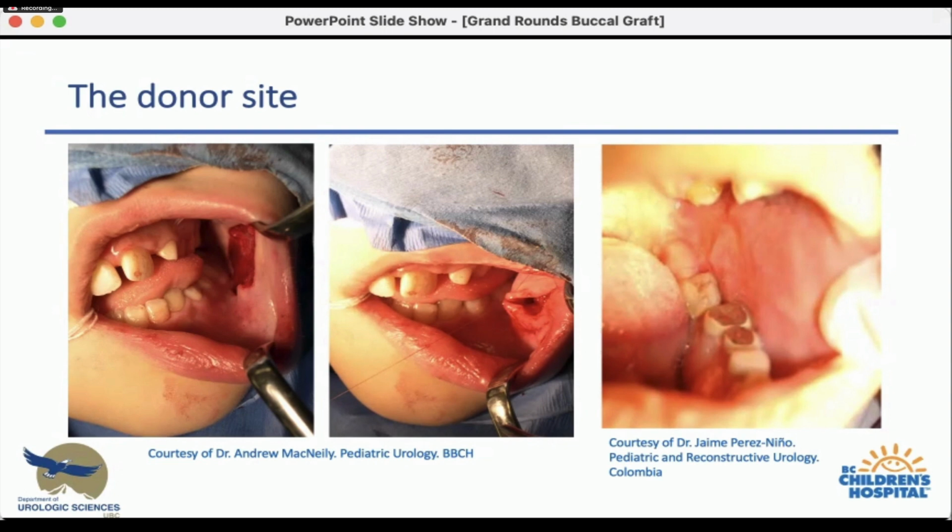The first 2 pictures, courtesy of Dr. McNeely, and the last one, courtesy of Dr. Perez again. These are the results when the donor site is left open, the first one, and it is healed by second intention. The second image, sutured up. And then the final result, whether you close it or you leave it open, is exactly the same. You cannot even differentiate which was which.